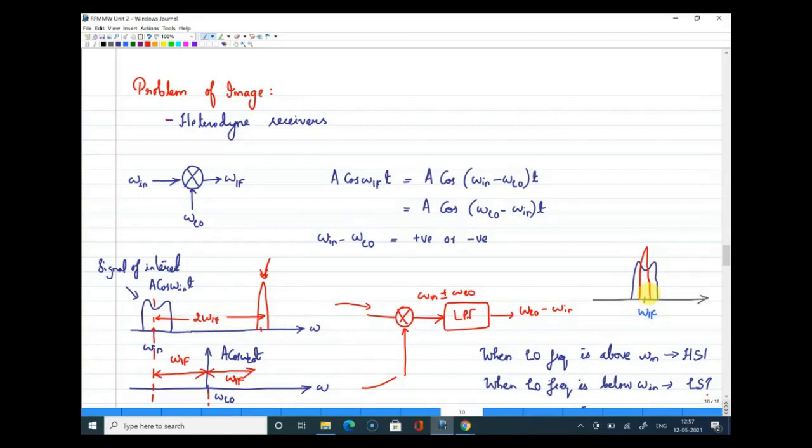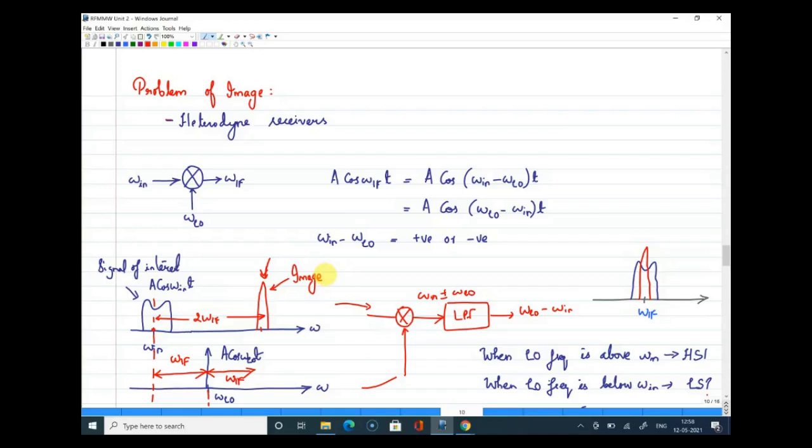Now, if this is happening, both the spectra are getting overlapped, or one frequency is falling exactly on the input frequency, and that is corrupting the signal spectrum. This frequency, which is at 2 omega IF distance away from your omega in, is called the image, which corrupts your signal later. So this is generally called the problem of image. I hope you understood what I am trying to convey.